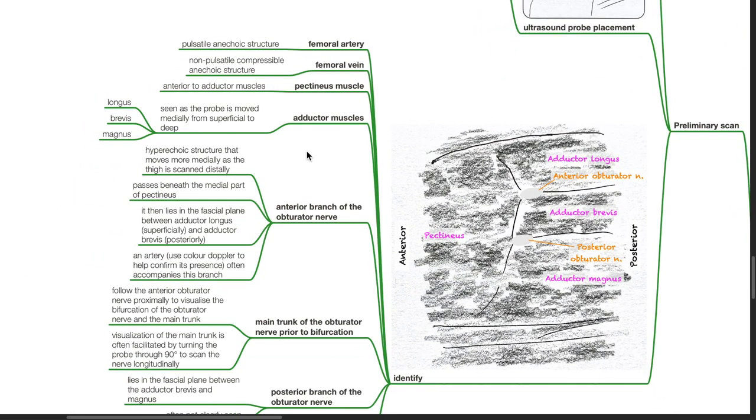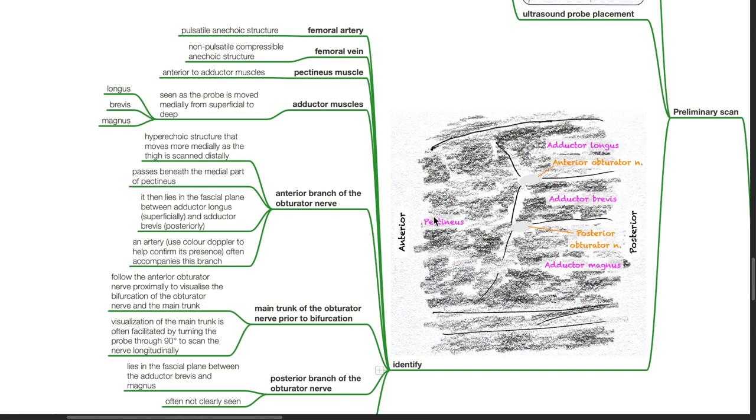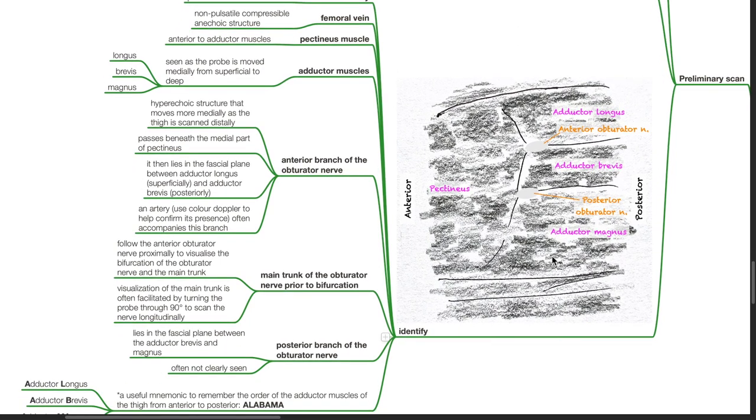Identify the femoral artery, which is a pulsatile anechoic structure, the femoral vein, which is a non-pulsatile and compressible anechoic structure, and the pectineus muscle, anterior to the adductor muscles. The adductor muscles are seen as the probe is moved medially from superficial to deep: adductor longus, adductor brevis, and adductor magnus. The anterior branch of the obturator nerve is a hyperechoic structure that moves more medially as the thigh is scanned distally. It passes beneath the medial part of the pectineus.